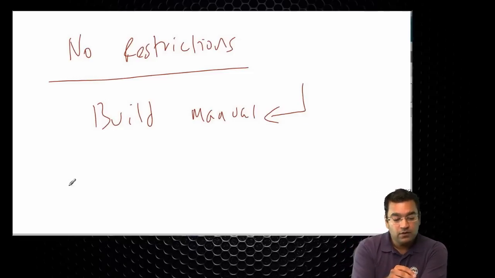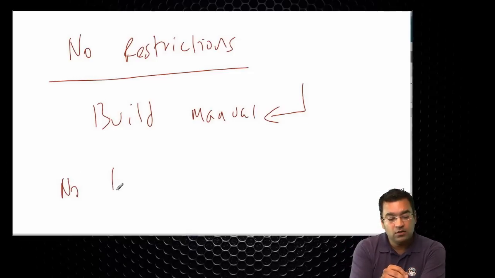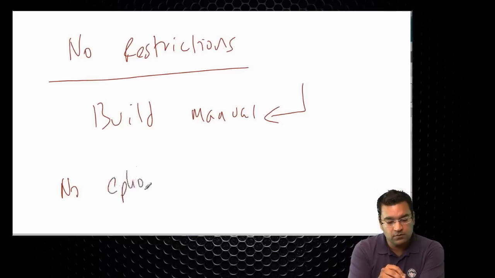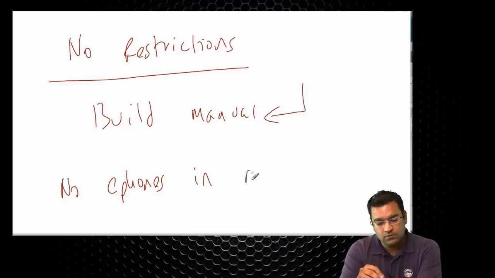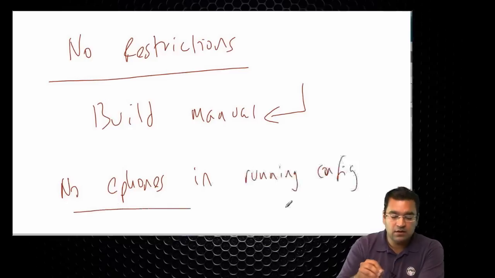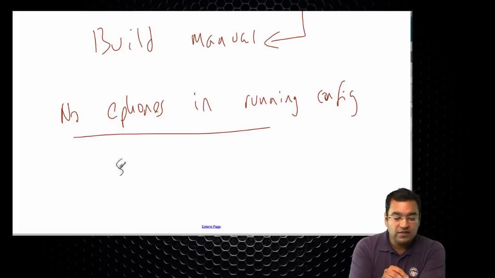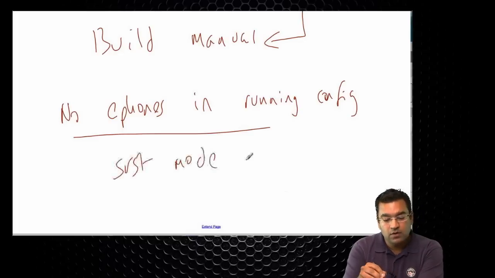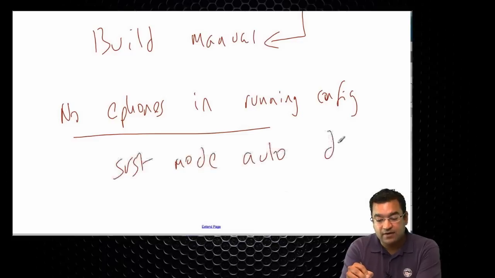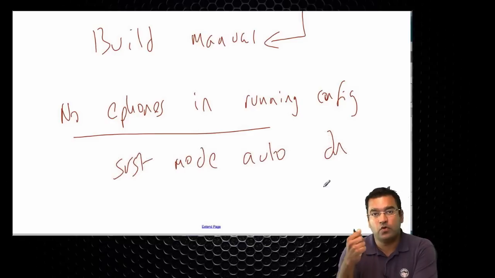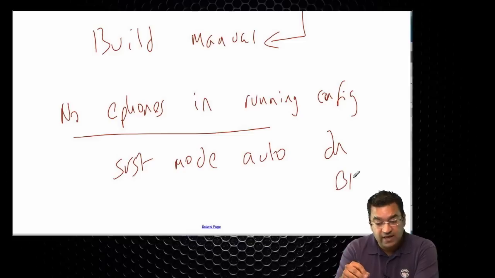If they've said to you no ePhones in the running config, okay, if that's the case, then, well, we can't build it manually now, can we? So go with the SRST mode auto provision DN. Okay, we'll show the DNs, and you can customize the DNs. You can put calling name, you could have call lists, you could have BACD. So you still have BACD here and hunt groups.